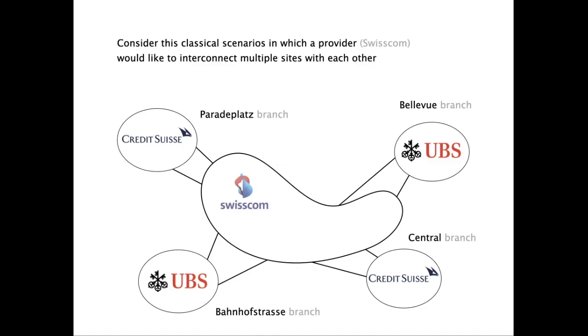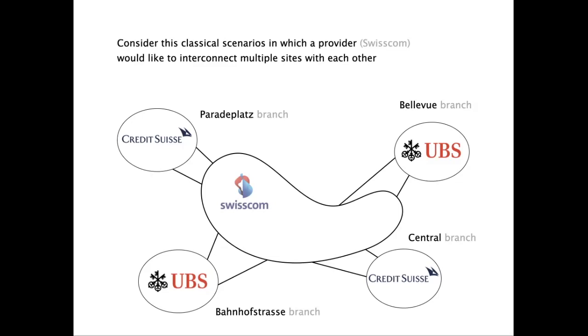So by doing this, essentially what you would like to do is virtualize your network so that it appears to Credit Suisse as being the Credit Suisse network, and it appears to UBS as being the UBS network. So this is what I mean by virtualization in this case. So here, let's consider this simple scenario. We only have 4 sites, 2 of each bank. So in Paradeplatz, Bellevue, Bahnhofstrasse, and Central.